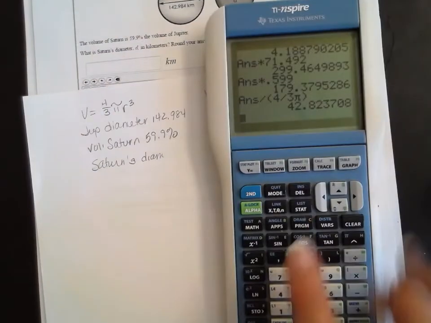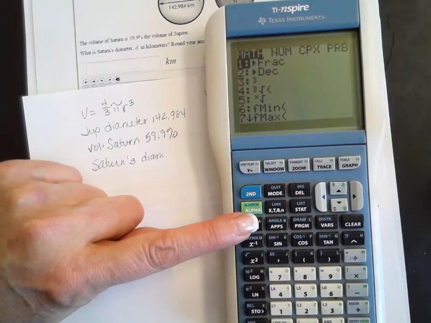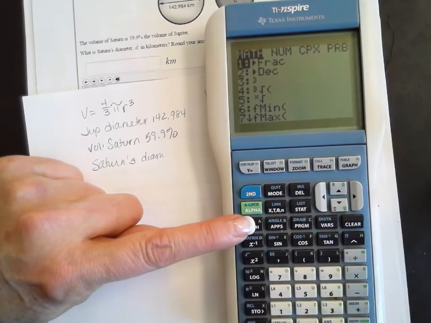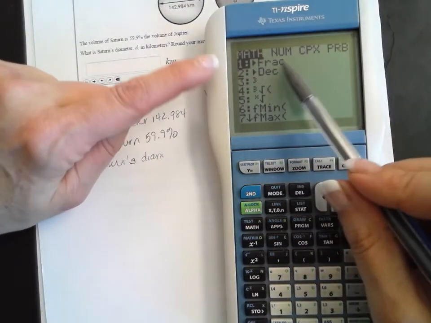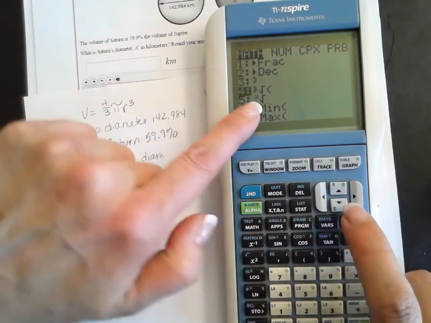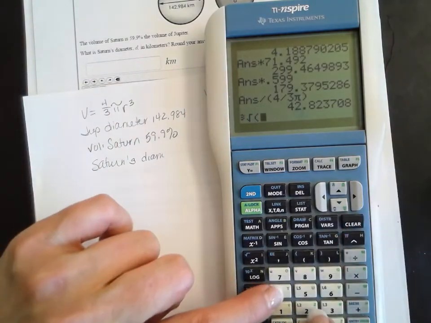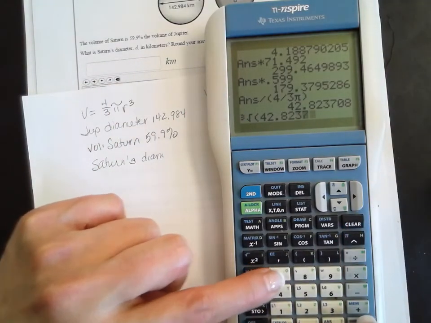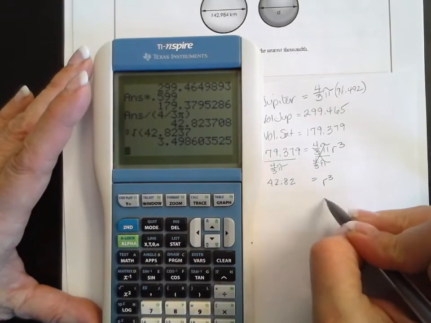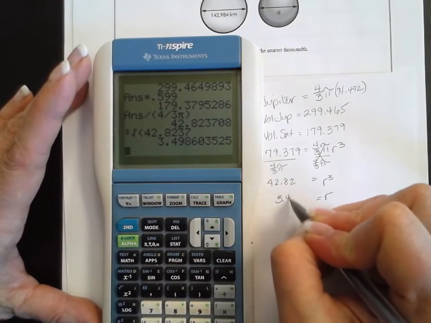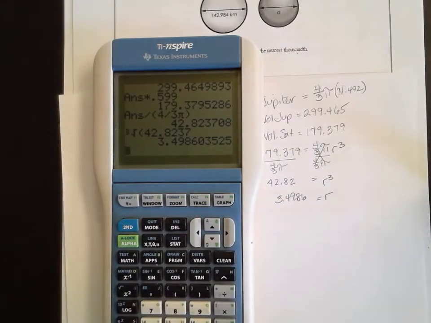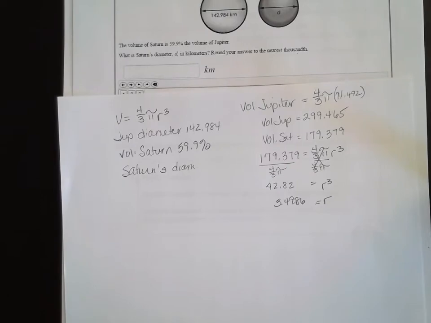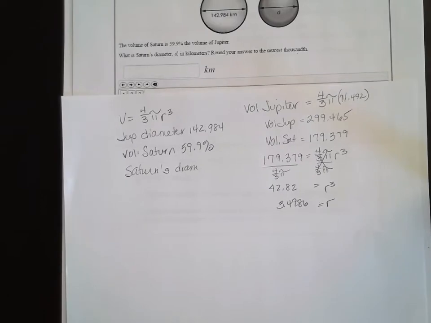Well, on mine, I have to go to the math button. If you can't remember where to find something, go to your math button. It's got all sorts of fraction stuff. But if you go down, there's my cube root, and I hit 42.8237, and that makes my radius 3.4986. Are you with me? And then I double that and get my diameter. Okay? Lots of steps, but it's doable.